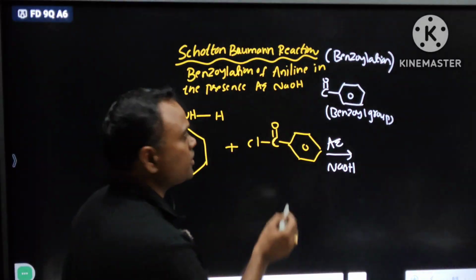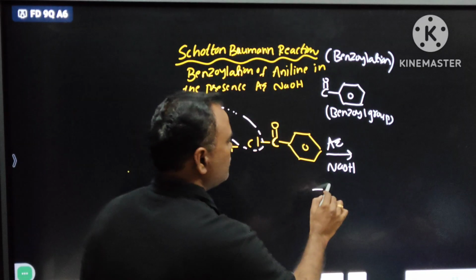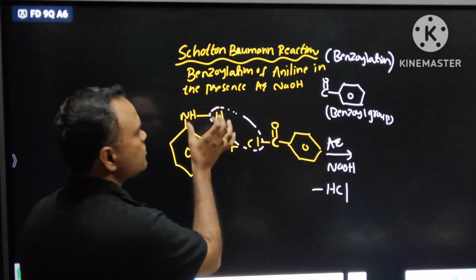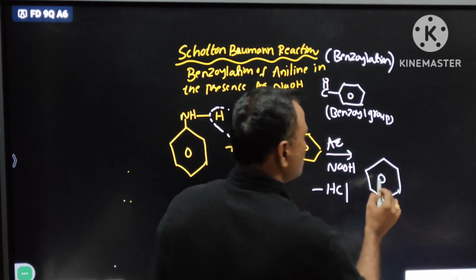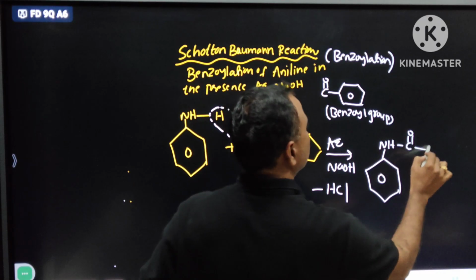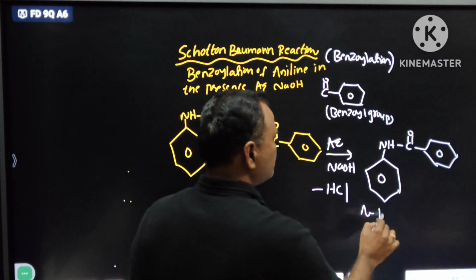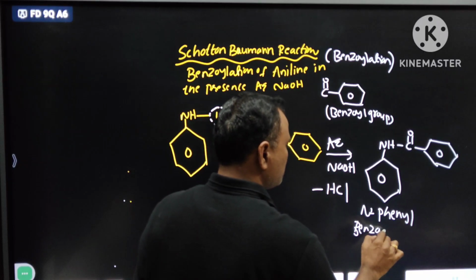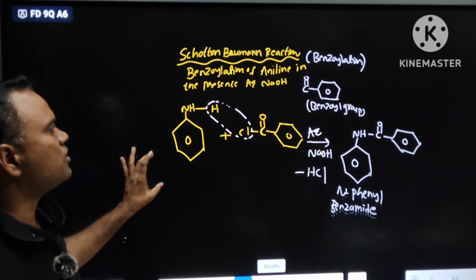Mechanism is similar to that of acetylation. Remove hydrogen and chlorine, minus HCl. HCl will be eliminated and this unit will attach to N: NH C double bond O. This is N-phenyl benzamide. This is called the Schotten-Baumann reaction.